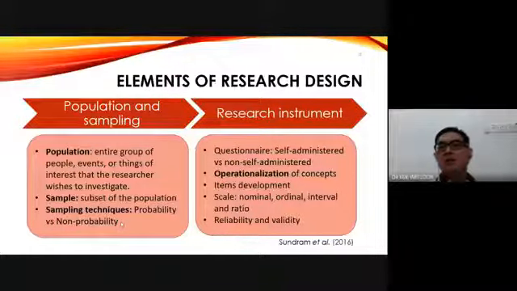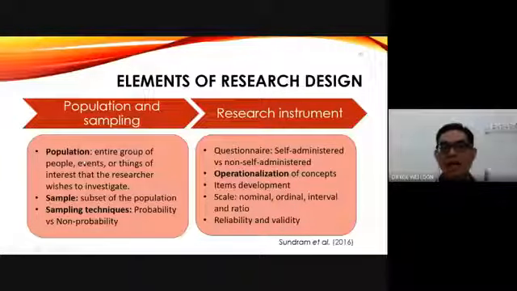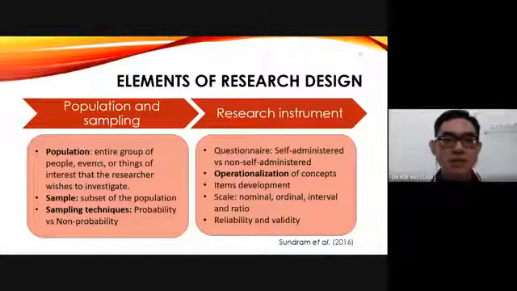So today I will just give you some basic ideas about population and sampling and also research instrument. When you write your research design, you have to define your population and your sample thoroughly and clearly. The definition of population is given here: population refers to the entire group of people or events or things of interest that the researcher wishes to investigate.